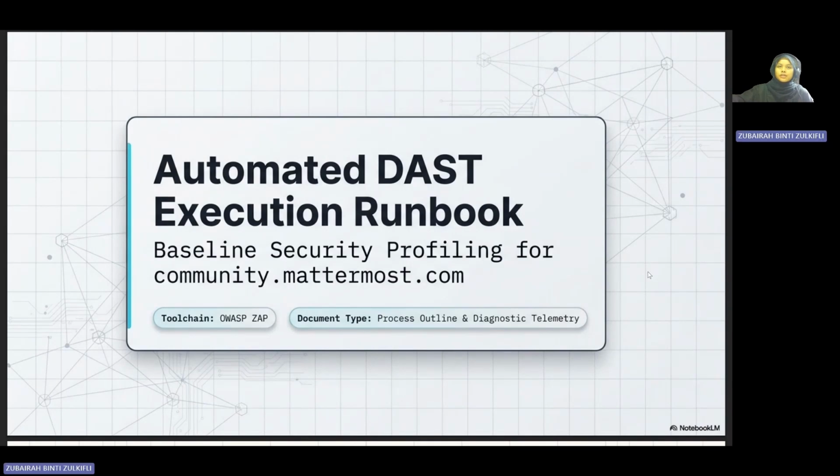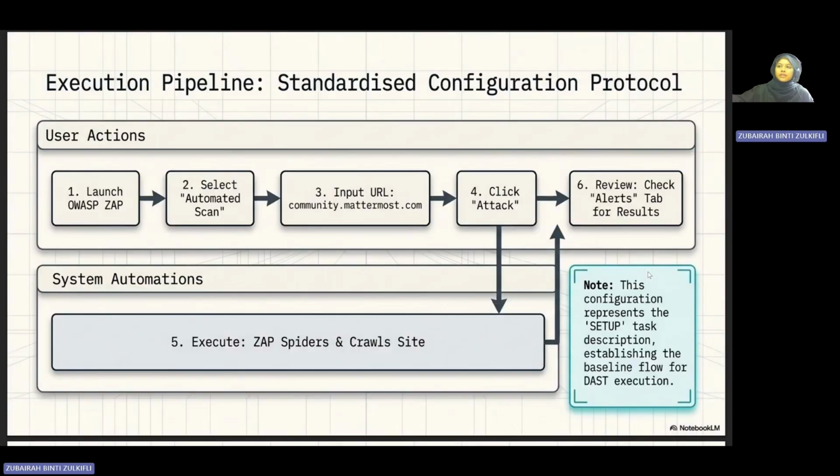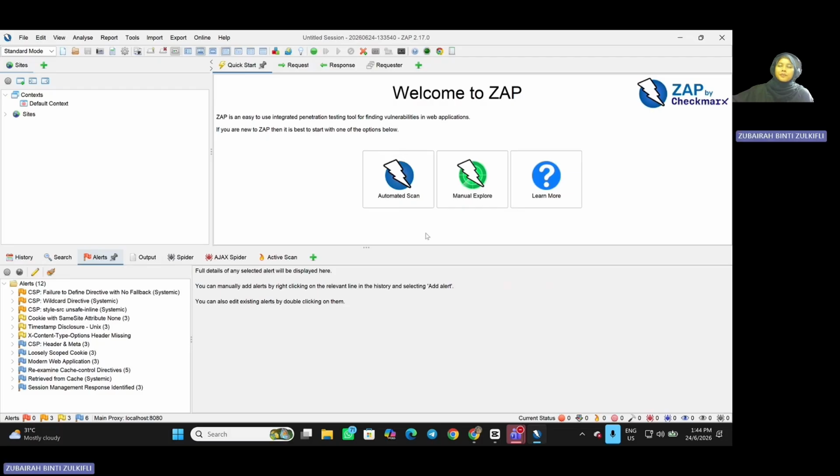This is our last testing tool. We mostly use the execution pipeline. This configuration represents the setup, task description, and design flow for task execution. First, the user needs to launch our ZAP. Then select automated scan, and input the URL, which is community.metamask.com. Then click the attack button. After that, the software will execute. Then we can review the result in the alerts tab.